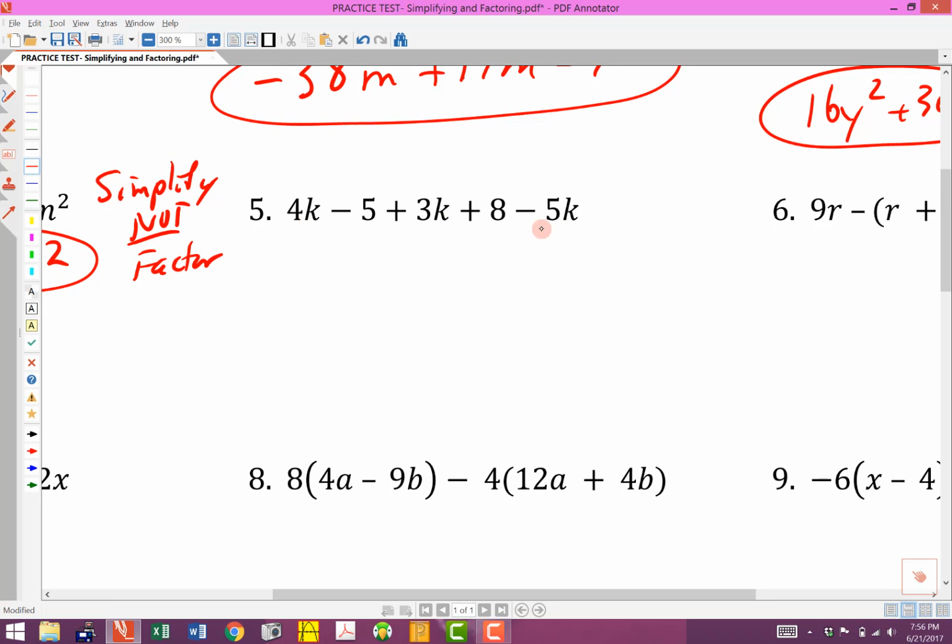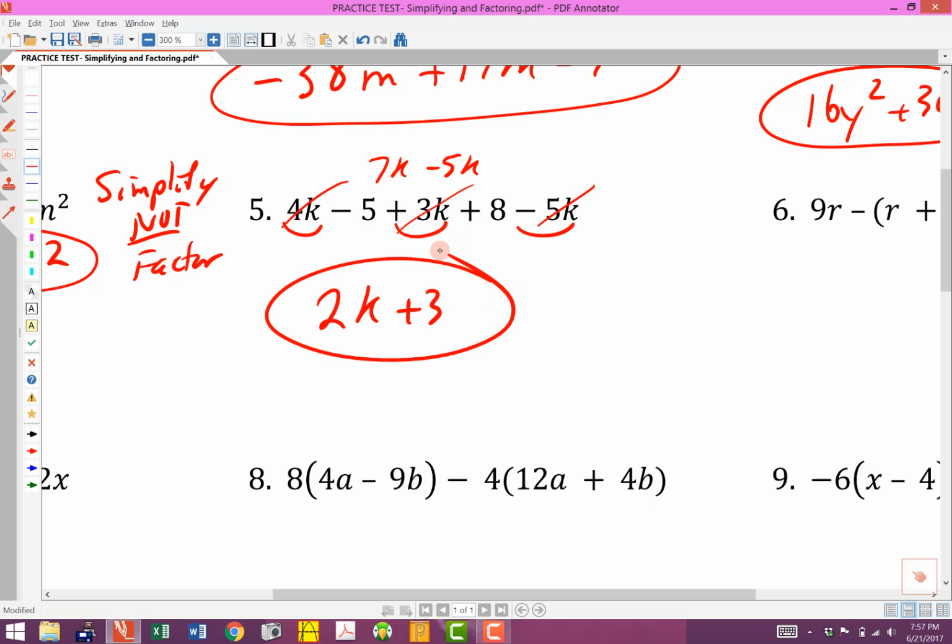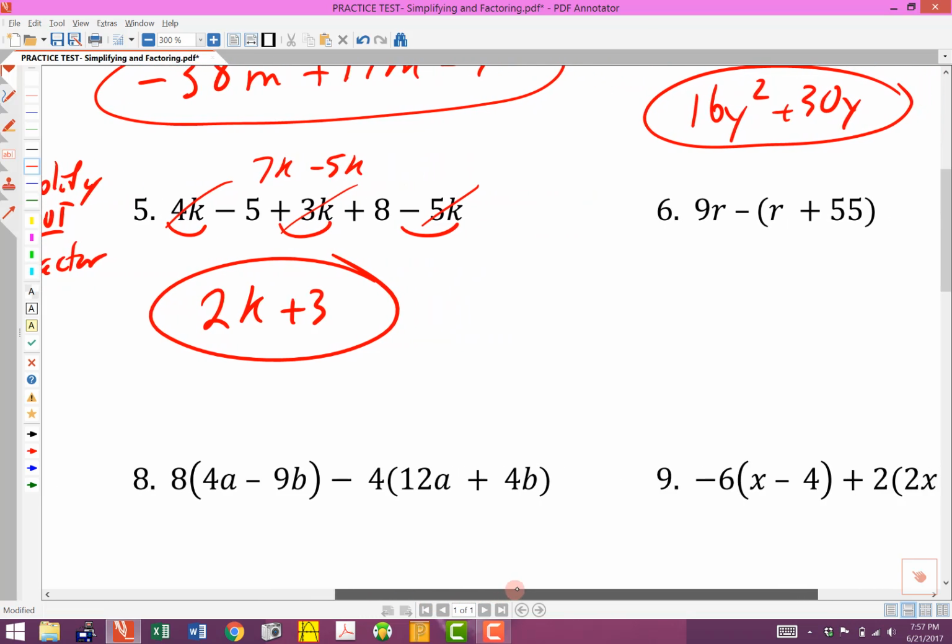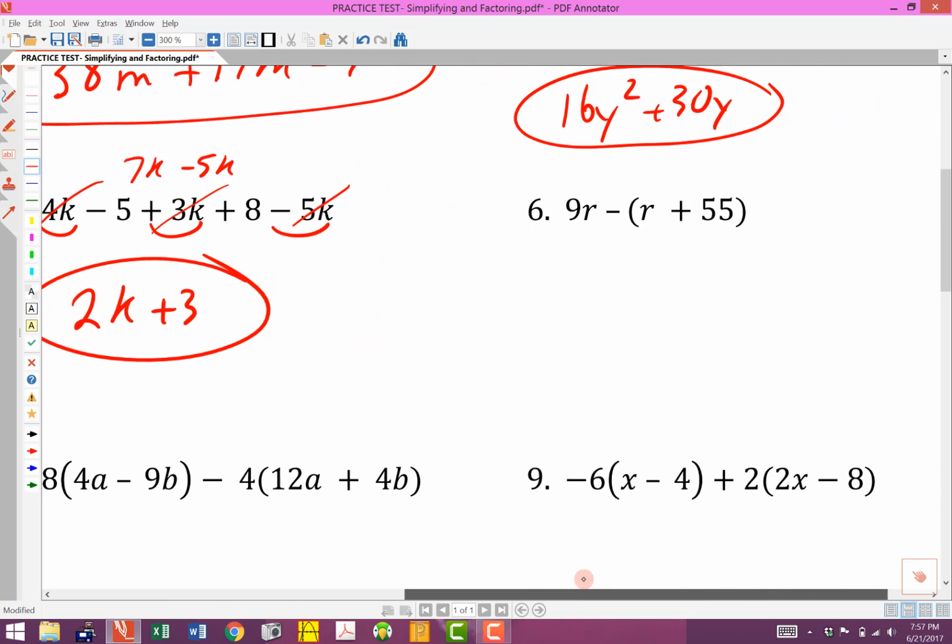Let's see, we've got a whole bunch of terms here. We've got a k here, a k here, and a k here. So this would be 7k minus 5k, so that's going to be 2k. Done with those guys right there. And then negative 5 and positive 8, that's going to make a positive 3. Written in the correct order, combine the like terms and everything, so we're in good shape there.